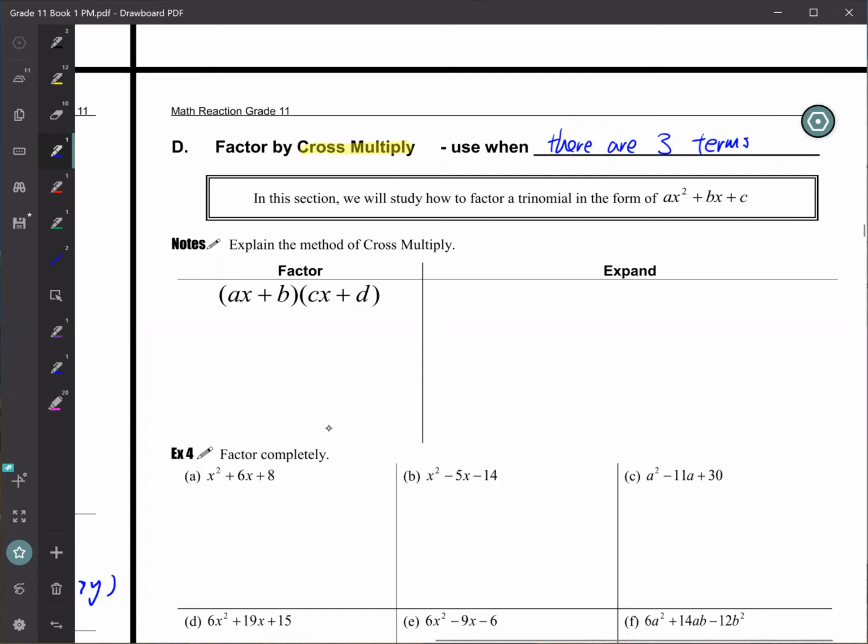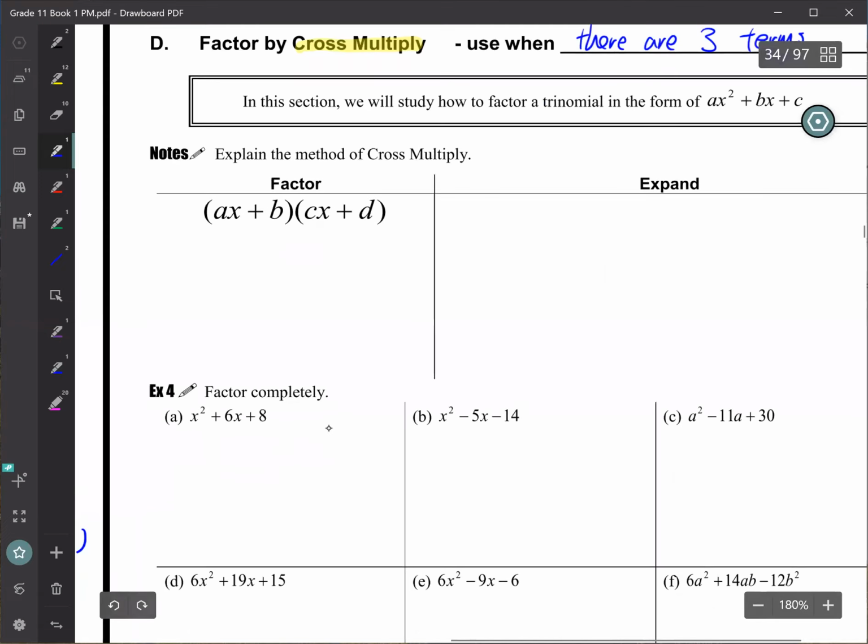Later, I will show you what happens if you forgot to do that. There's still a way to make it right at the end. So if you forgot to do GCF, you can still check it at the end, and you still get the same answer. But first, let's look at how to do the cross multiplying.